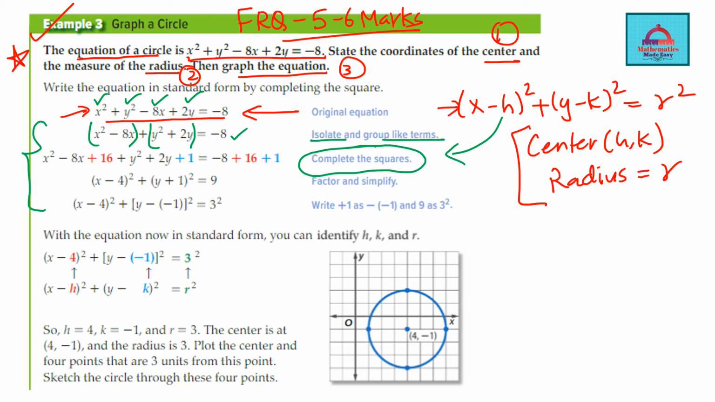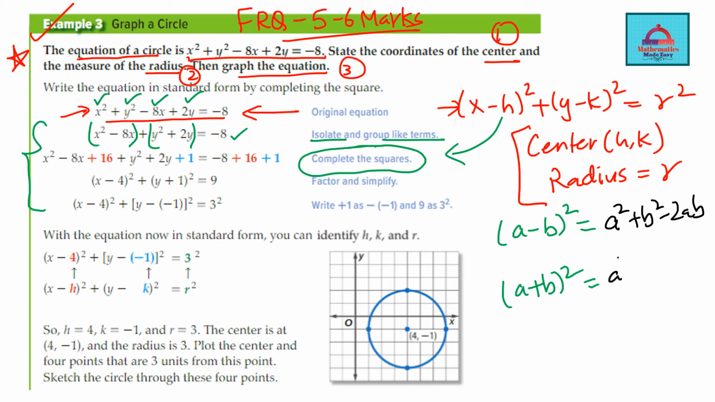Step 1. Next step, you need to complete the square. So you need to take the help of algebra. So either you will use a minus b whole square, or you will use a plus b whole square. So I hope you remember the expansion of these two. It is a square plus b square minus 2ab, and a square plus b square plus 2ab. So remember, when it is negative, the product gets a negative sign. When it is positive, the product gets positive. So let's use this algebra.